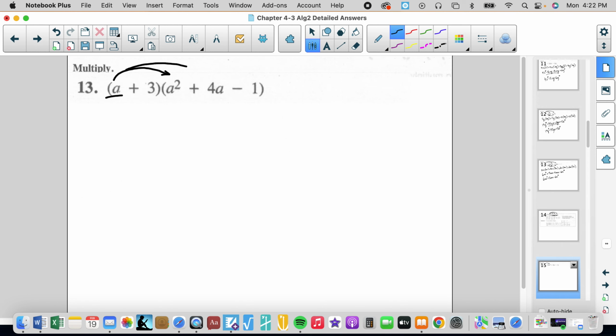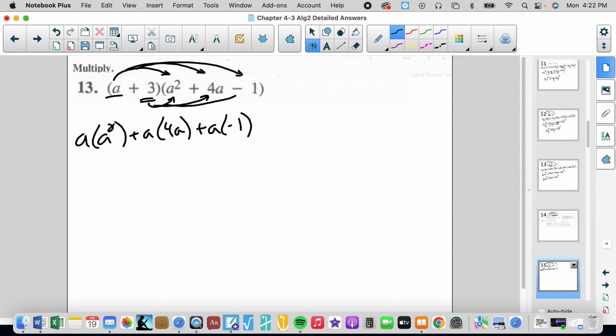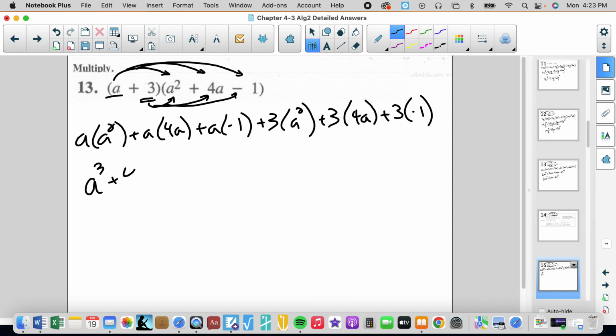A times each of these 3 terms. A times a squared plus a times 4a plus a times negative 1. And now we're going to distribute the 3 into each of those. So it's a positive 3 times a squared plus 3 times 4a plus 3 times negative 1. A to the third plus 4a squared minus a plus 3a squared plus 12a minus 3. No pairing, so a cubed.